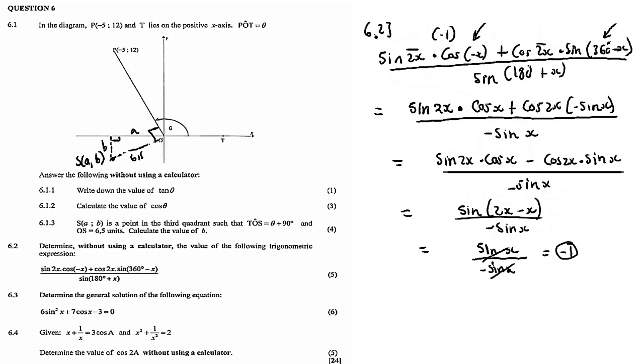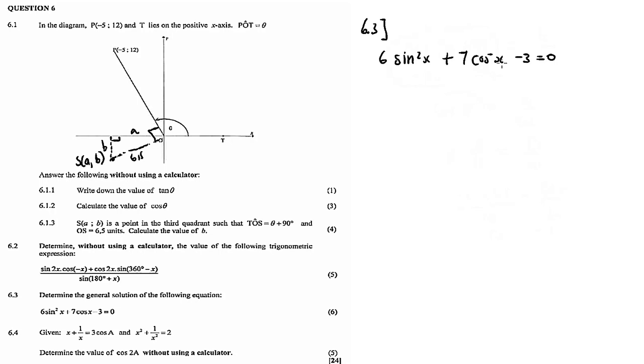6.3. Now we go to 6.3. Determine the general solution of the following equation: 6 sine squared x plus 7 cos x minus 3 equal to 0.